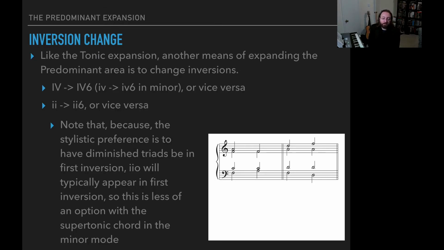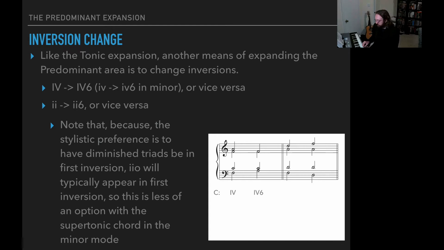So we will also see inversion change as a potent way to expand the predominant area. For instance, we could go from 4 to 4-6. That's absolutely fine. We can also go the other way around, from 4-6 to 4. Either works well. 4 to 4-6, or 4-6 to 4, pardon the wrong note. And of course this works just as well in minor. Root position 4 to 4-6, or the other way around. So major or minor, that works well.